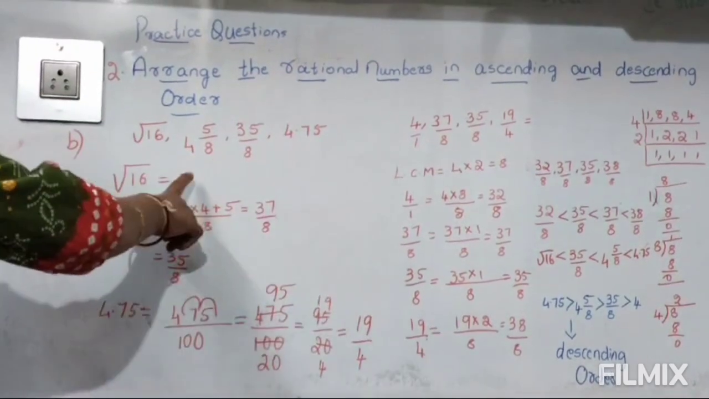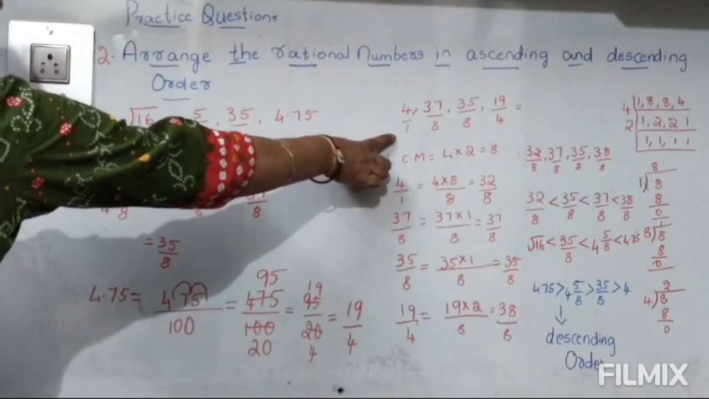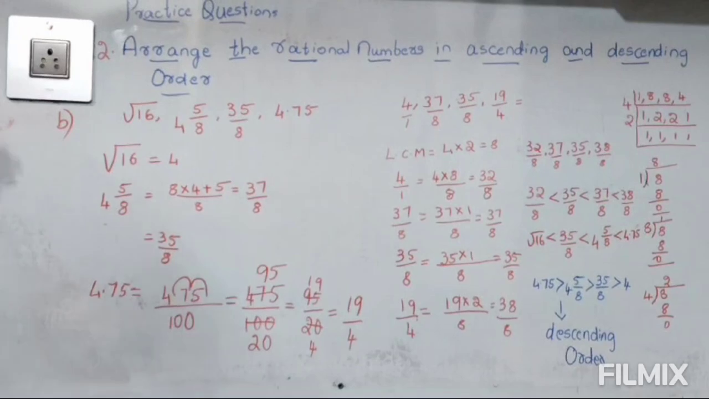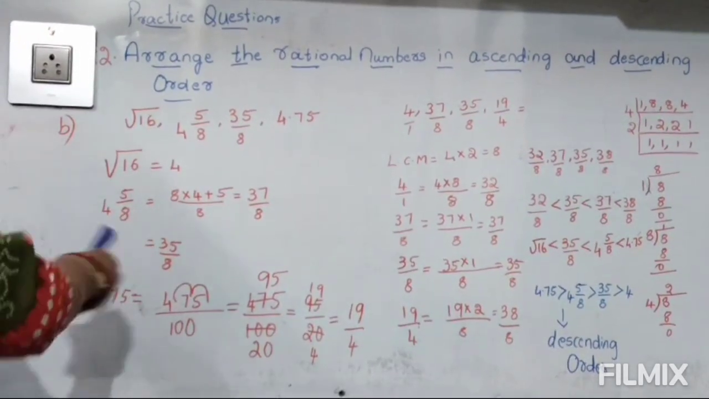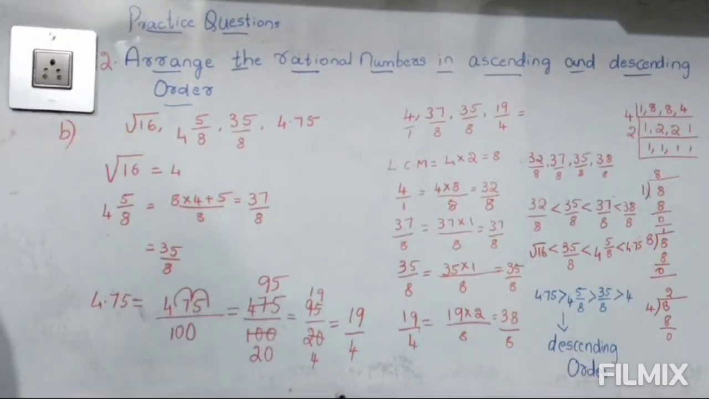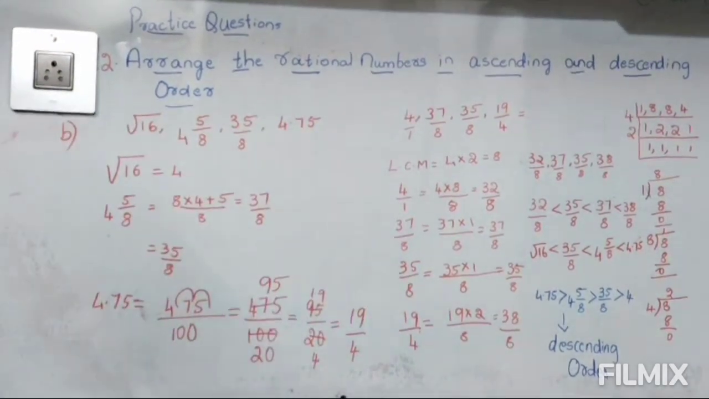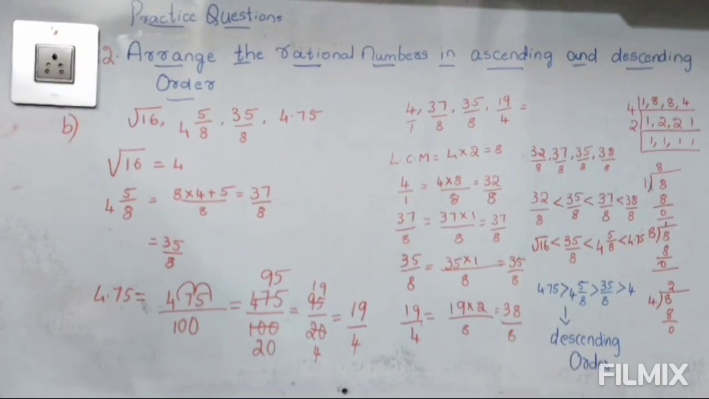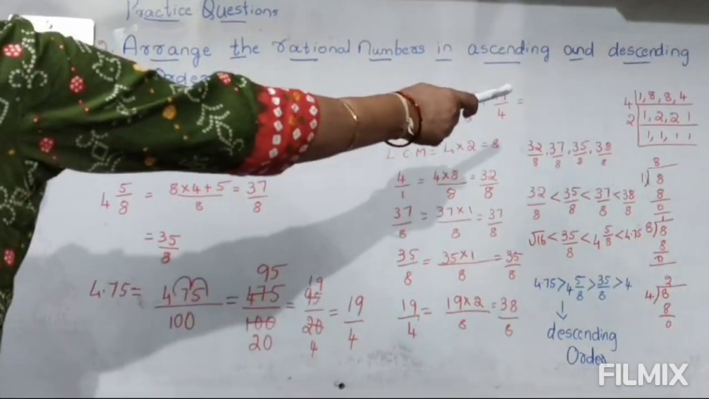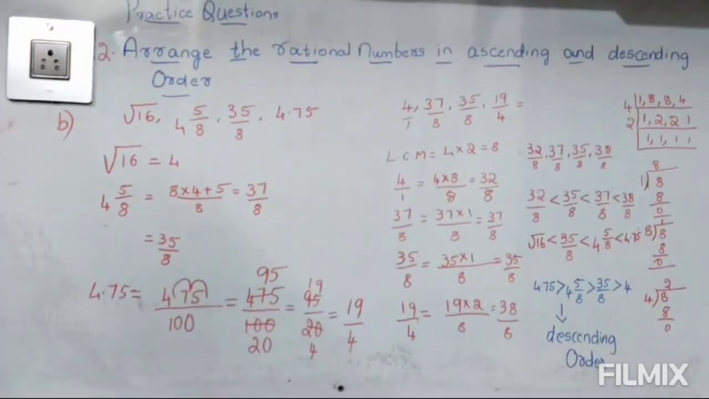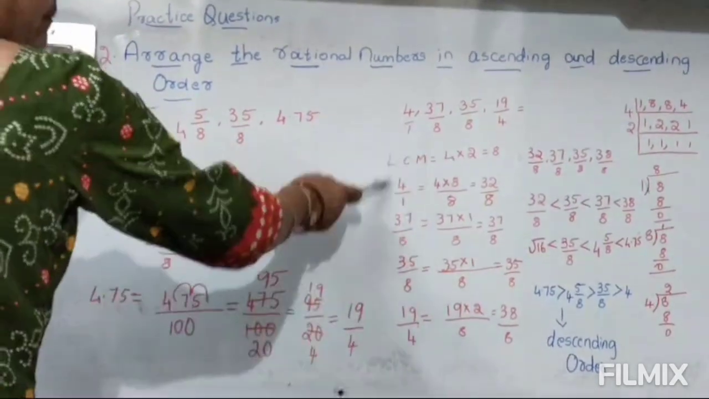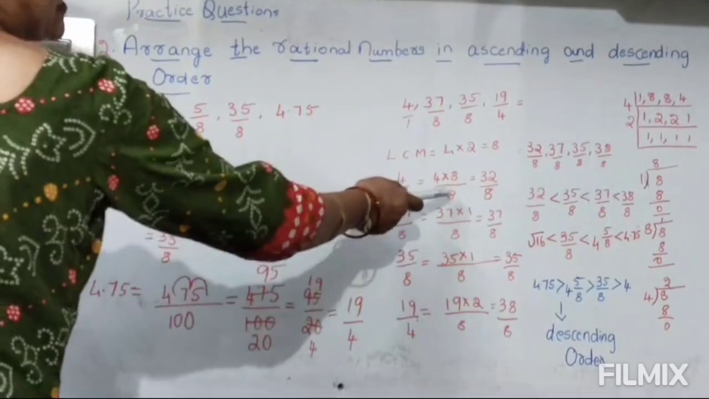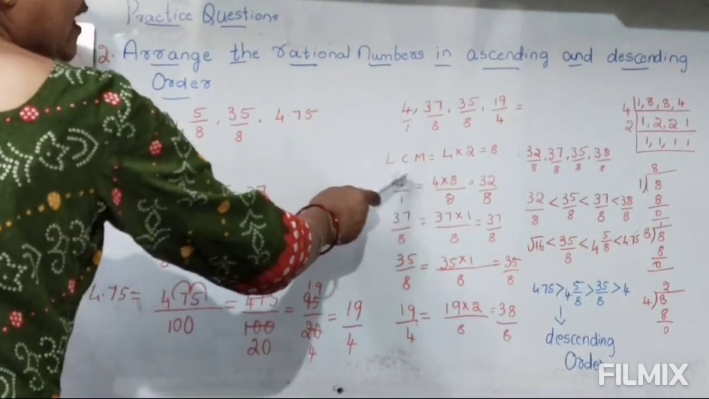So, write down everything there. What all you got? 4 by 1. If nothing is there, consider it as 1. 37 by 8, 35 by 8 and 19 by 4. Further simplify according to your previous sum itself. 1, 8, 8, 4. Find out the LCM. This is the LCM, that is 4 into 2 is 8. Simplify it like this. That is, 8 should be in the denominator.